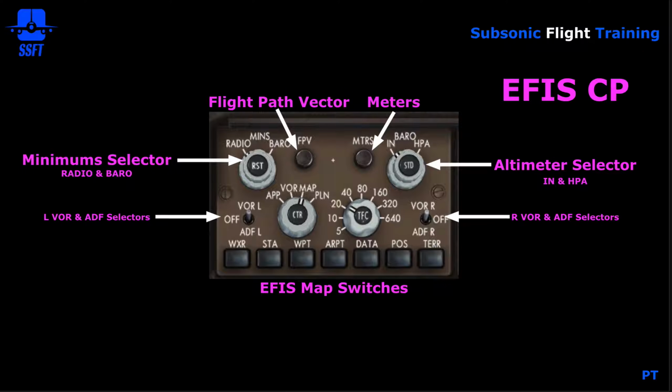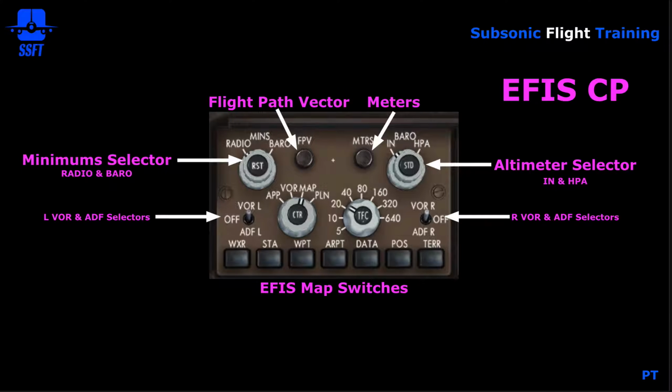Just to the right of that is the baro switch, which is used to set altimeter in either inches or hectopascals. Again, there's an outer rotary switch and there's an inner rotary switch. The outer is used to select either inches or hectopascals, and then the inner is used to set the actual altimeter setting in inches or in hectopascals.